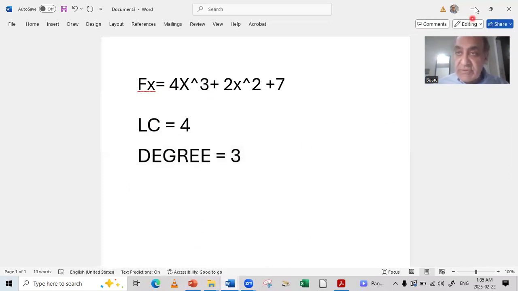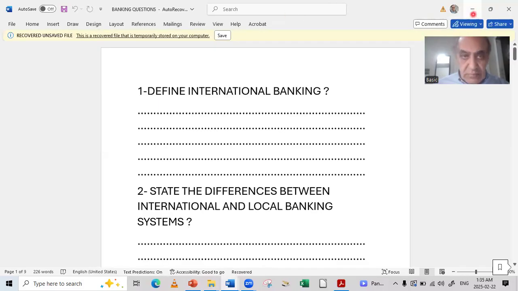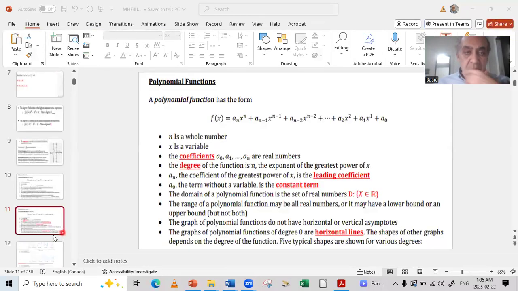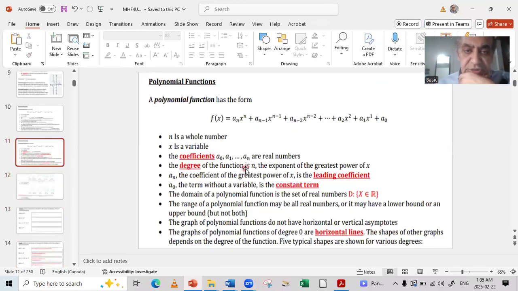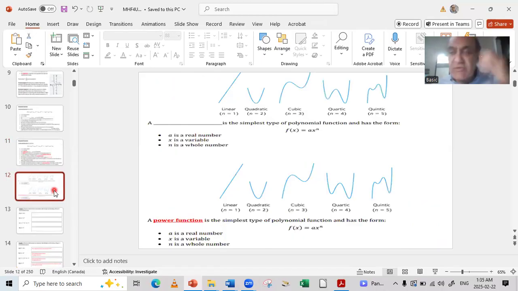It's another point. Let's go to the next one. Okay. The next point I just want to show you is how the figures look like. When you see a curve or a shape, you can forecast and say this is a linear function, or this is a quadratic function, or this is a cubic function, or this is a quartic function, or this is a quintic function. How will you know that?